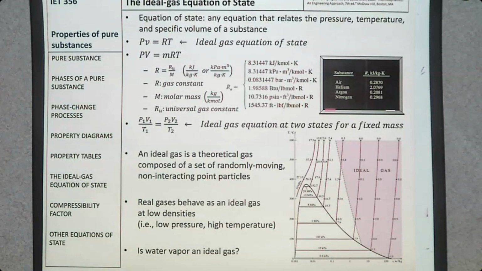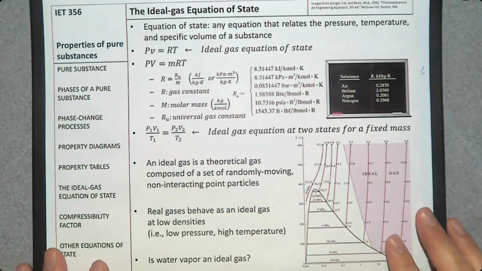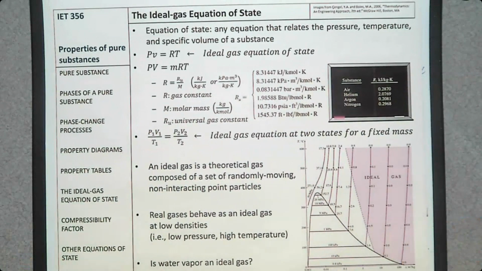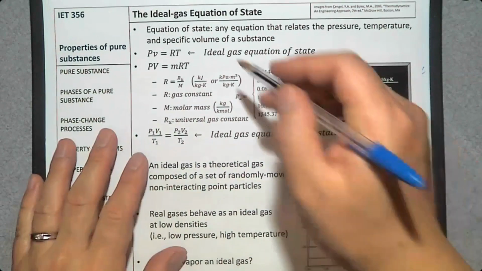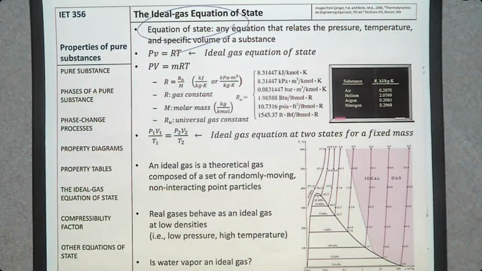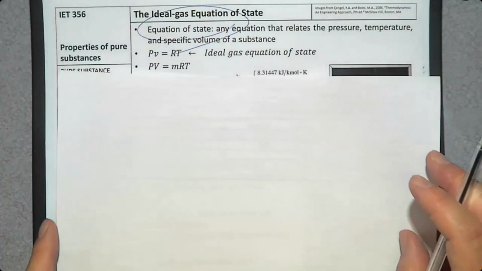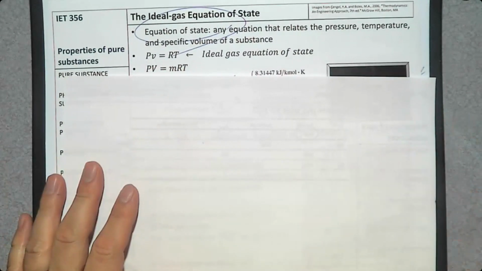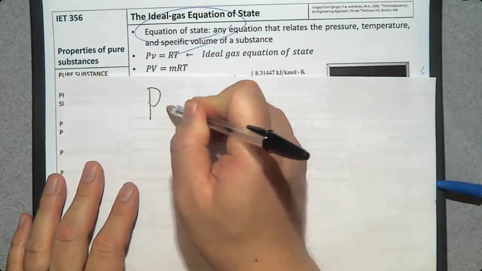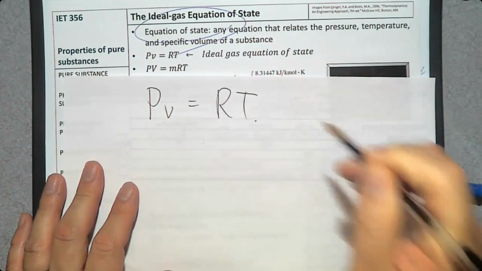We can evaluate their properties by a simple equation, and we are going to study a couple of equations. One is this ideal gas equation. The other one is called the specific heat, but we are going to study specific heat later. So let's talk about this ideal gas equation. This ideal gas equation is very simple. It is PV equals RT.